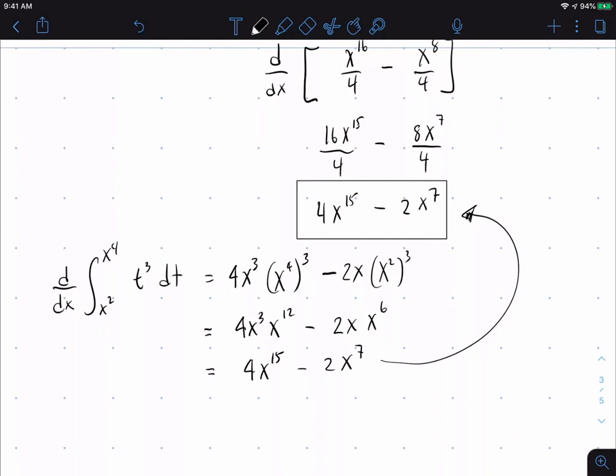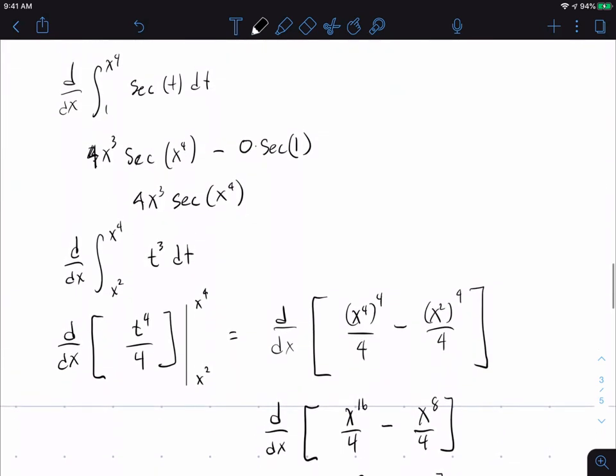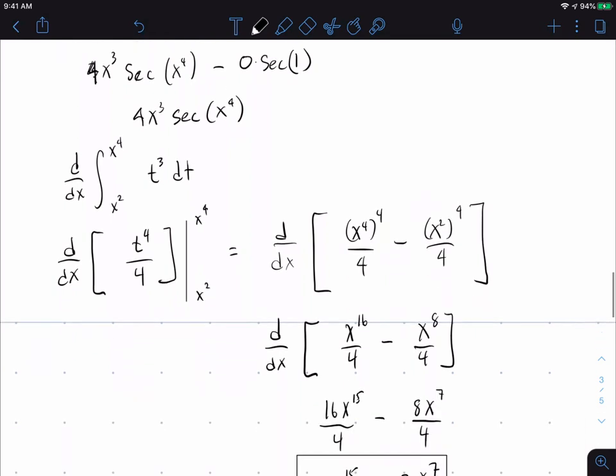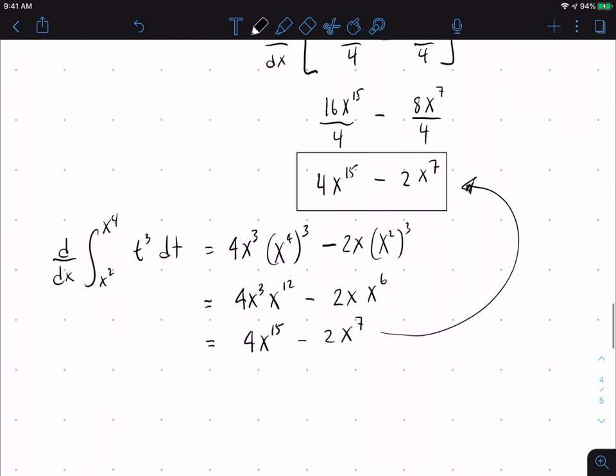And what's cool about using Part 1 is there are integrals that you may not know how to do. Like, you guys don't know how to do the integral of secant of t. It's a complicated integral. You won't learn that till calc 2. I think it is in calc 2 though. So it's useful to be able to use the Fundamental Theorem of Calculus Part 1 to see that we can do some things. All right? Does that make sense to you guys?